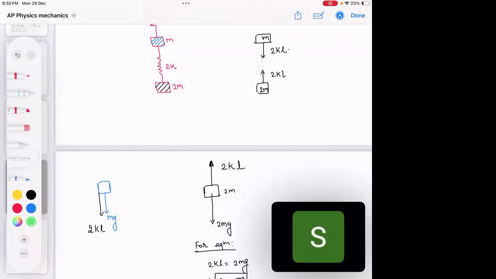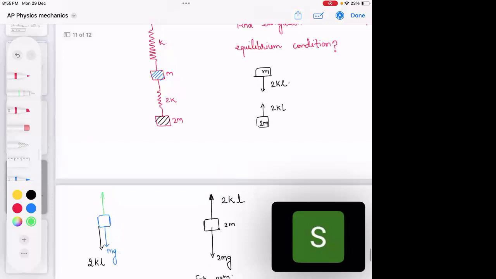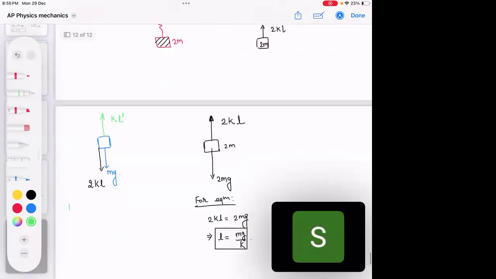Now, to balance that, does it need one more spring force? What will that be? The K spring will be applying that. And how much is that? K into L dash. Understood? Now let's write the equilibrium condition one more time. KL dash will be equal to 2KL plus mg.